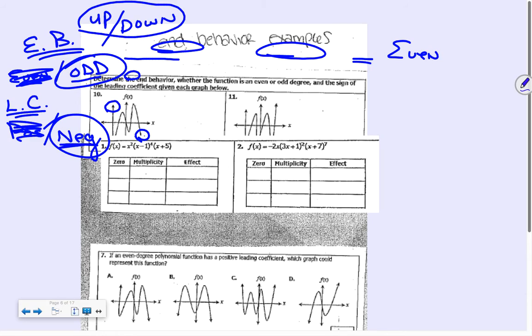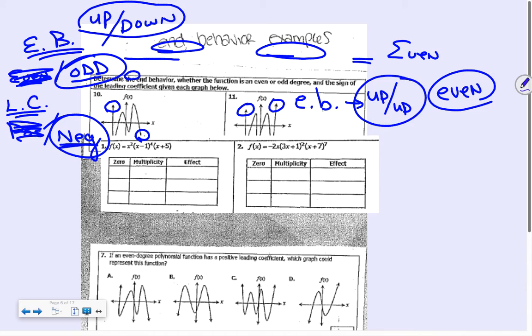Move over, here we go. All right, ready? End behavior on this one. EB. Up, down, up. What do you think? Up. Oh, it's up. We're going to say up, slash, what? Up, done. Okay, tell me, even or odd? Yeah, if functions go up, up, they're even. Okay, this is even. So it's even, it's up. And because it goes up, is it a positive or a negative leading coefficient? Positive. Okay, you got it.